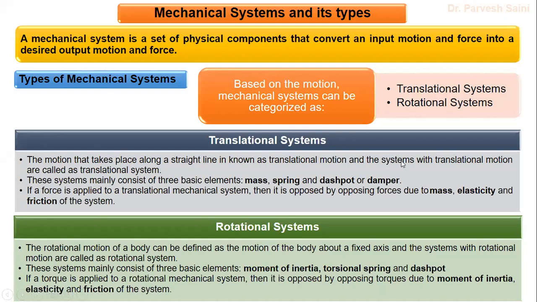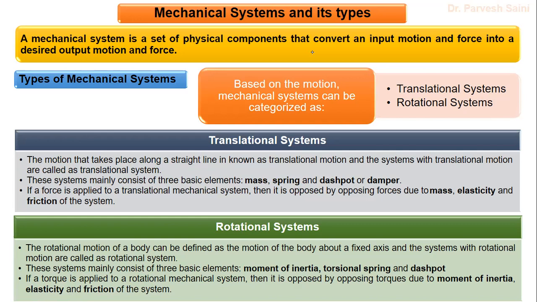So what is a mechanical system? As you can see, a mechanical system is a set of physical components that convert an input motion and force into the desired output motion and force. It is very simple: if we apply a force to any physical component, that motion is converted into the desired motion and desired force. So these are the mechanical systems.